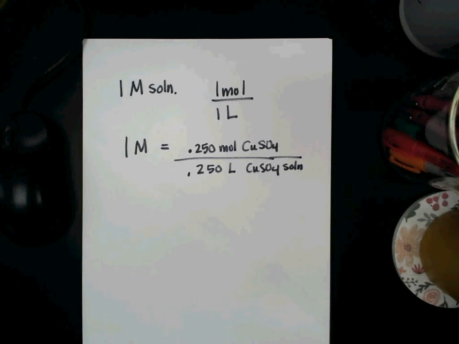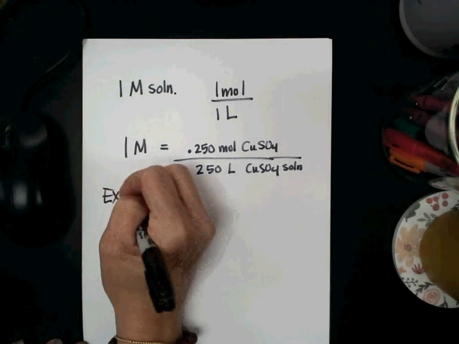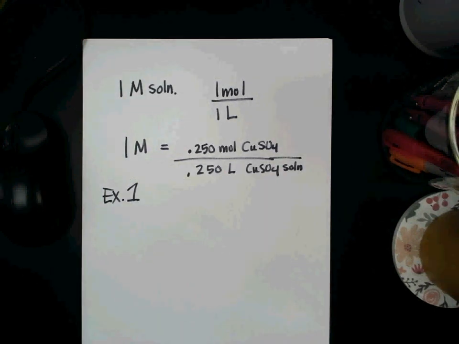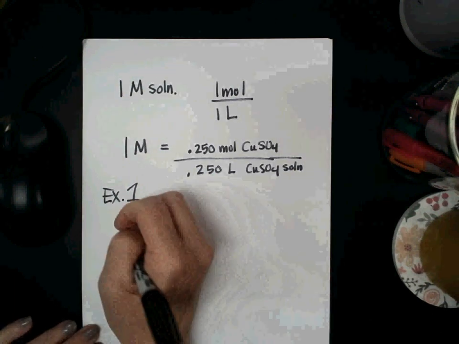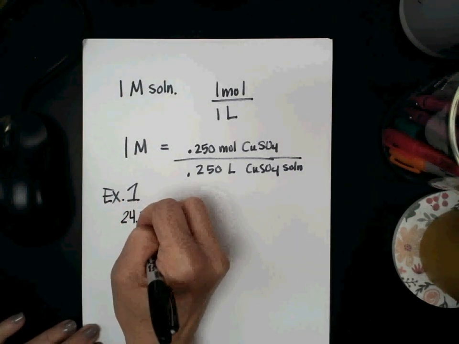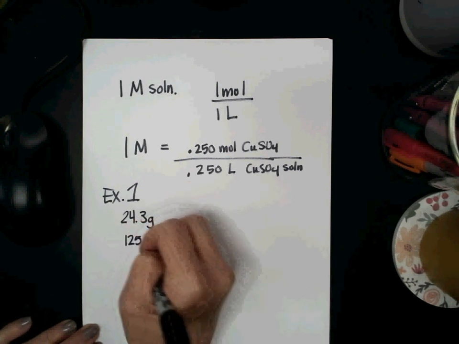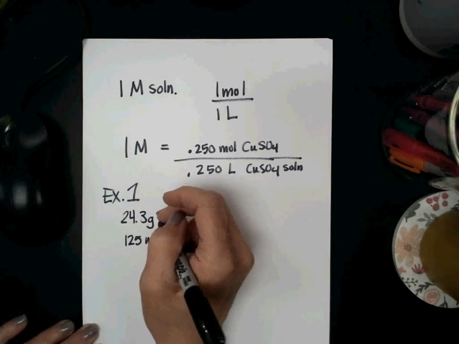Where did I put the problems? So if I look at those problems that I typed up for you guys, I'm going to read the first one. Calculate the molarity of a solution made by dissolving 24.3 grams of sodium sulfate in enough water to form 125 milliliters of solution. So I've got some numbers there. I've got 24.3 grams and I've got 125 mLs. And what's my compound? Sodium sulfate.